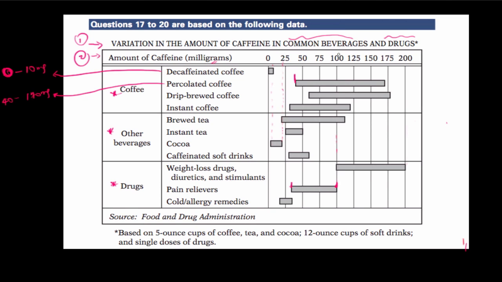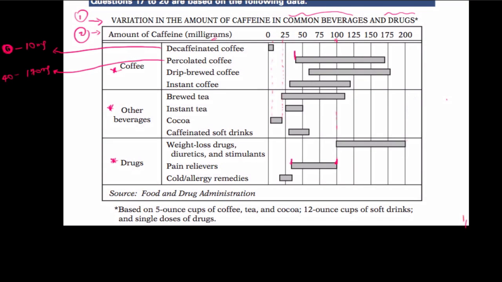So here corresponds to 100, while here corresponds to around 30. That's pain relievers, and then cold, and then all along. So now I already know what the diagram is talking about, and the source is Food and Drug Administration, so it means it's a reliable source. So it's not as if you're reading something fake.